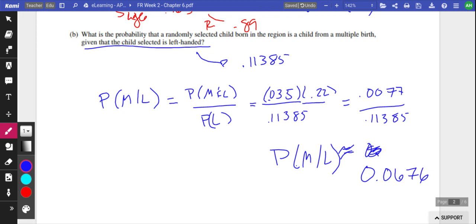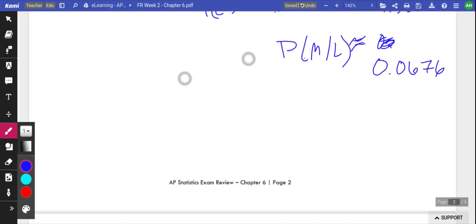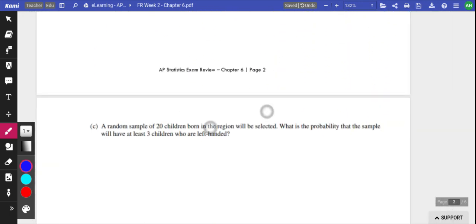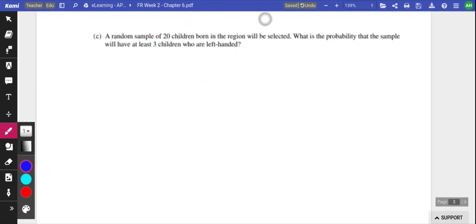Now for part C, it's a little different. A random sample of 20 children born in the region will be selected. What's the probability the sample will have at least 3 children who are left-handed? Now, this is, again, one of those key concepts from this unit. So the probability that X is greater than or equal to 3, remember, is equal to basically 100% minus whatever you don't want. So in this case, you'd have this.